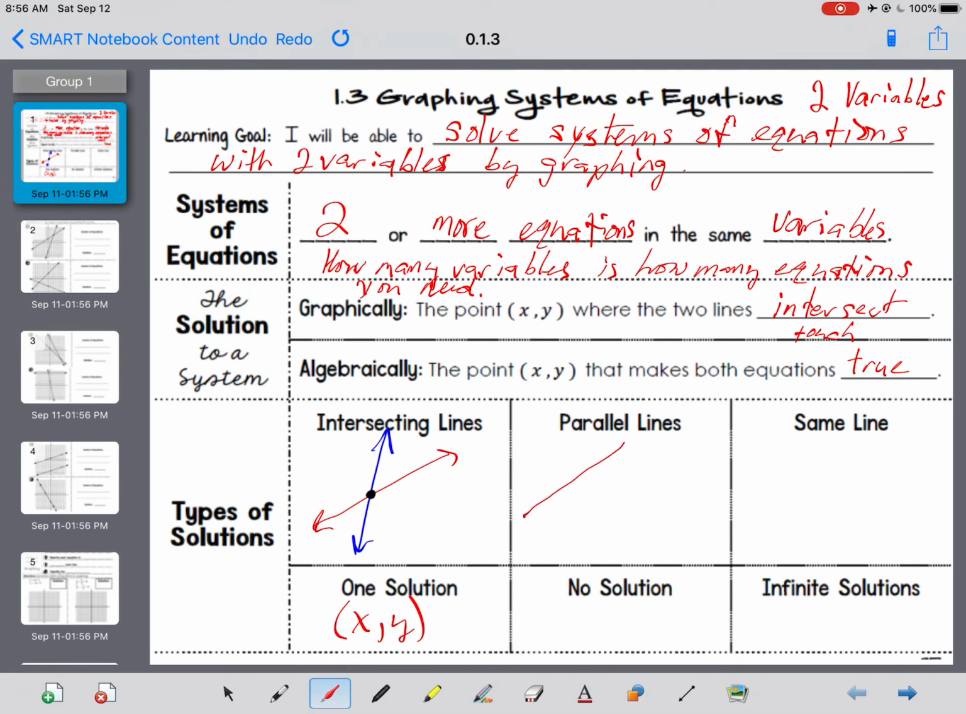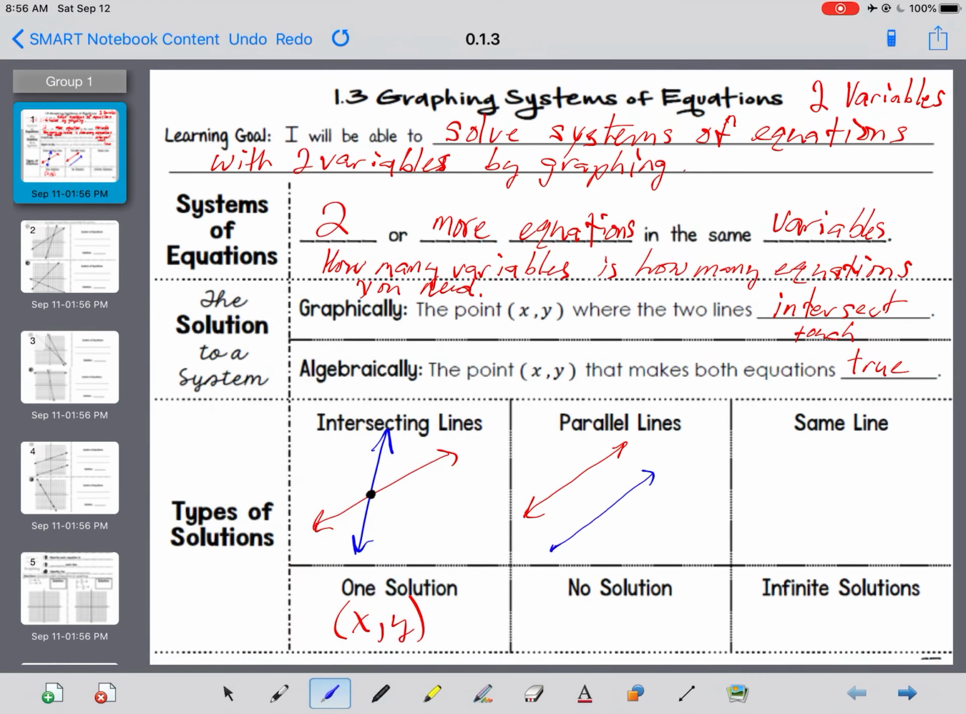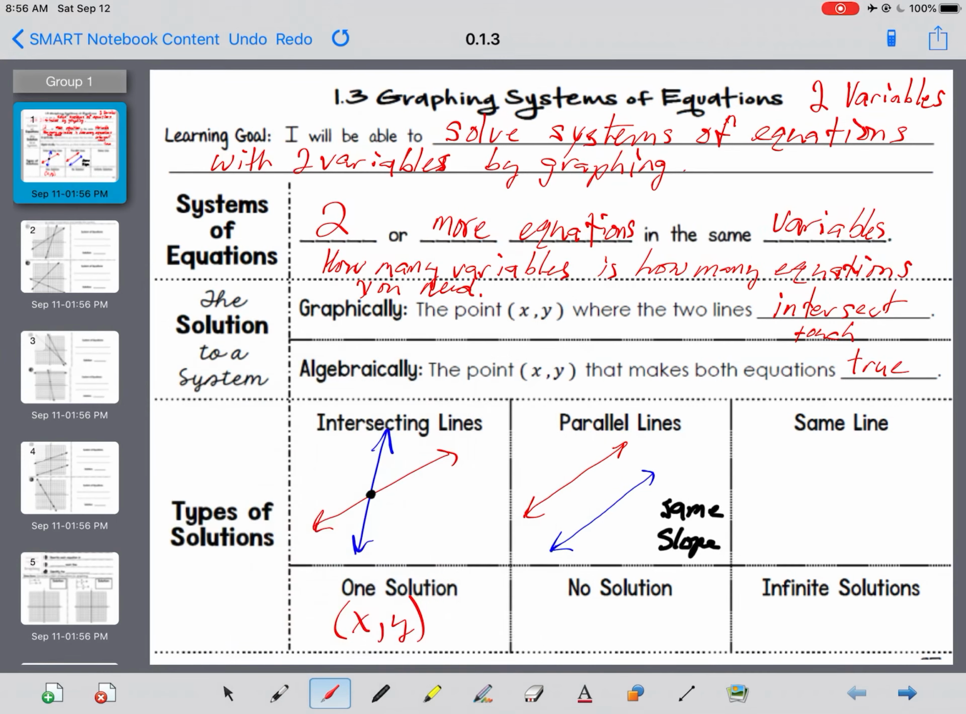You might have parallel lines. And what do we know about parallel lines? Well, they have the same slope. And if they have the same slope, they're parallel. That means they'll never touch, and since they will never touch, there's no intersection. So this is no solution. Or you might have the O with the slash through it, right? O with the slash through it. No solution.